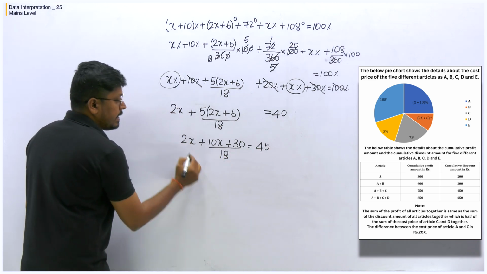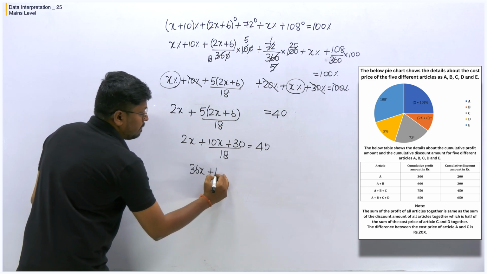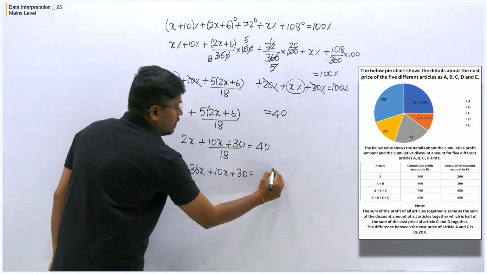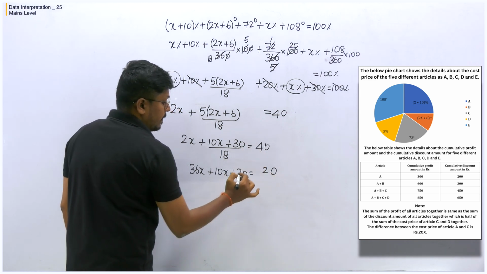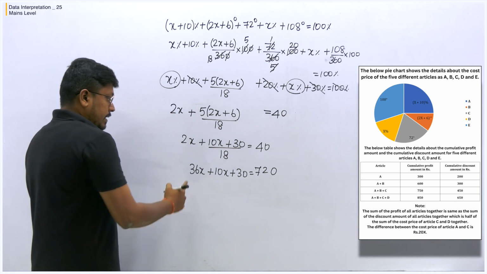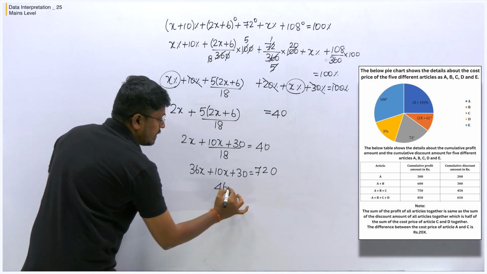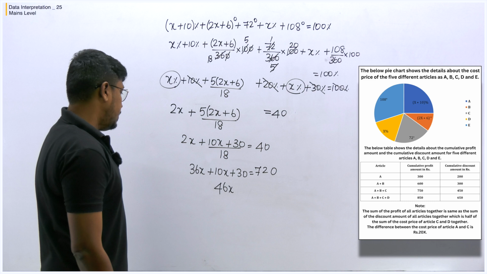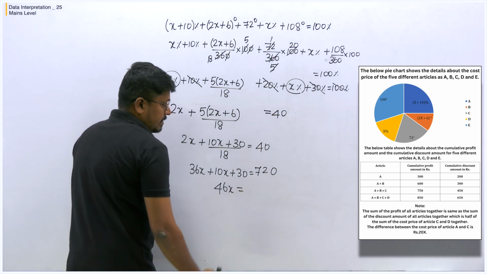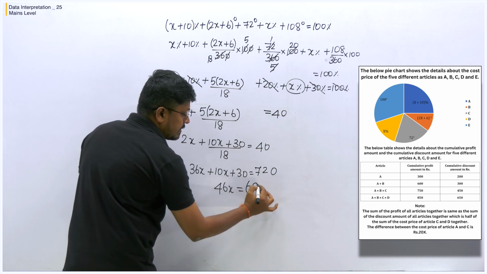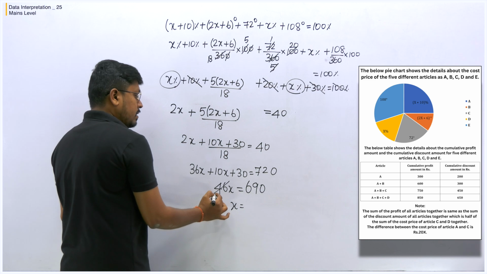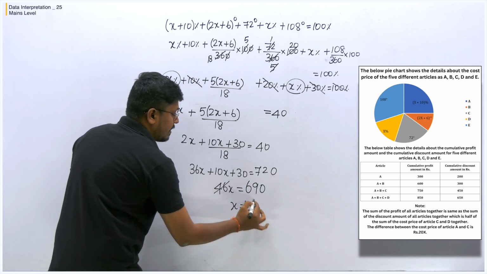So when you multiply by 18 here, 36x plus 10x plus 30 is equal to 720, since 18 times 40 is 720. So 46x, right? So the remaining value is equal to 720 minus 30. So 720 minus 30 will be 690. So x is equal to 690 divided by 46, which gives 15.